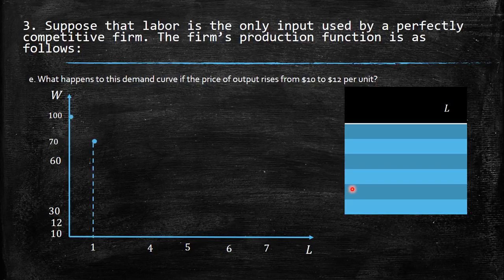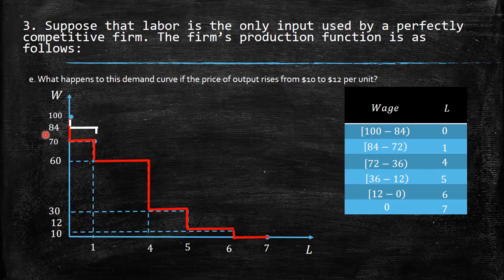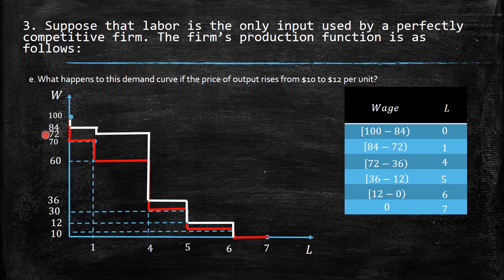So what happens to this demand curve if the price of output rises from 10 to 12 per unit? I can make exactly the same graph. The red one is the previous situation when the price is equal to 10. Have a look: from 100 to 84, this should be 0, right? And then this one should be 1, 4, 5, 6, 7. So 84 should be this small part. When the wage is lower than 84, I will start to hire the first guy. Then from 84 to 72, I will hire four guys. And when it's 36, I will hire up to 5 guys, from 36 to 12, and then this one 6 guys, and at the end I will hire 7 guys. So you will see here how the demand curve shifts to the right.